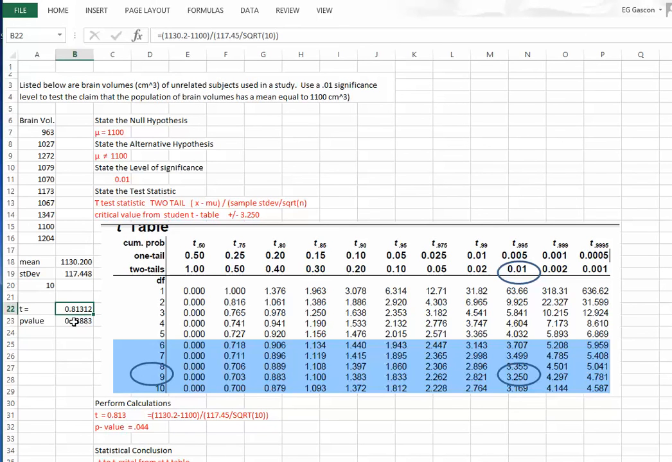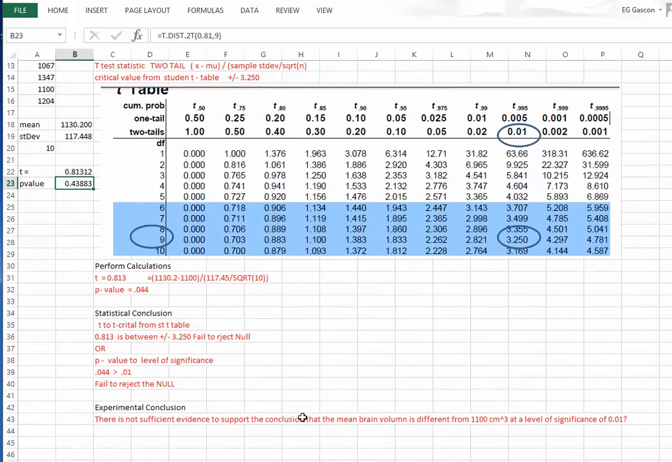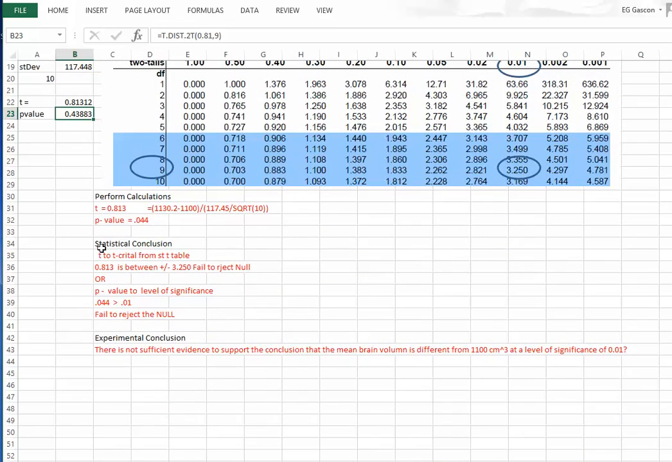Now, to find the p-value, if I want to do my comparison for my statistical conclusion with the p-value, my p-value is done with the function T.DIST.2T. I put in the t statistic that I have, and I put in the degrees of freedom, which in this case is 9. Now, once I have done that, I have performed all my calculations. Now I come down here to my statistical conclusion.